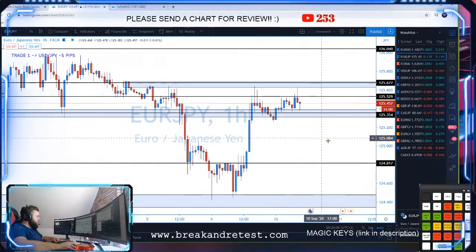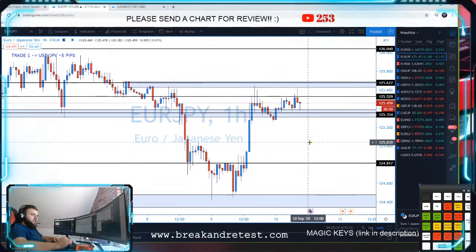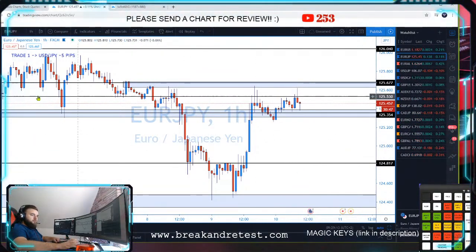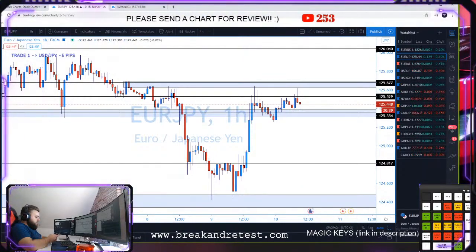EJ, EJ still the same. EJ, GJ, and GU have almost the same setup. They're all at the same spot. They're all daily retests, and we are waiting for them to break some minor zones so we can have some continuation.